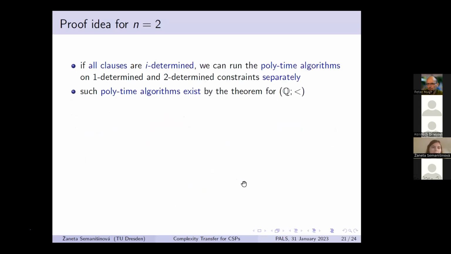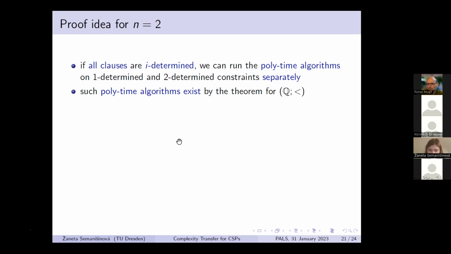Yeah, and so first, let's think about what happens for the i-determined case. If all clauses that appear are i-determined, we can take our clauses and put those that are one-determined into one group, two-determined into a second group, and run the algorithm for the first coordinate that is guaranteed by the theorem for the one-dimensional case, and then run the other algorithm for the two-determined constraints, and then just put together the results. If both answers are yes, then yes, and otherwise no. And it is not hard to see that this actually works.